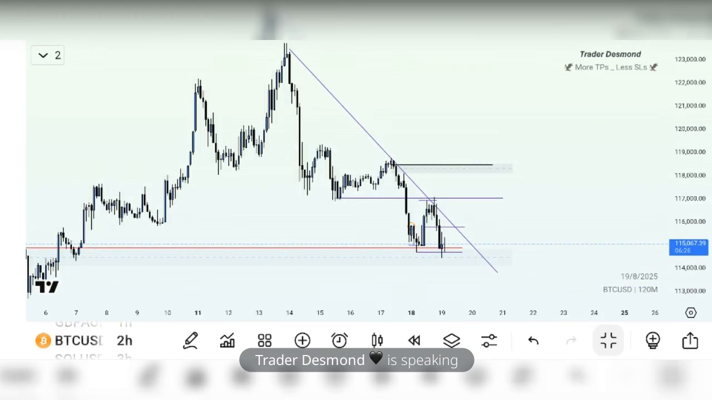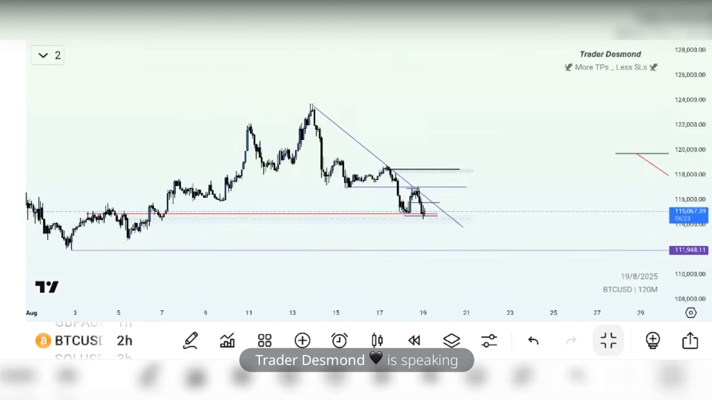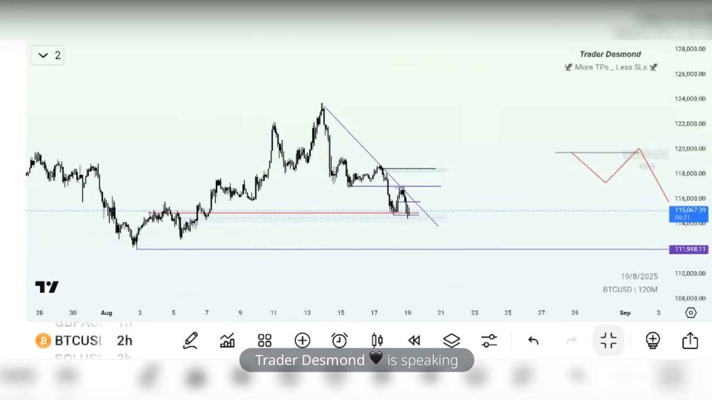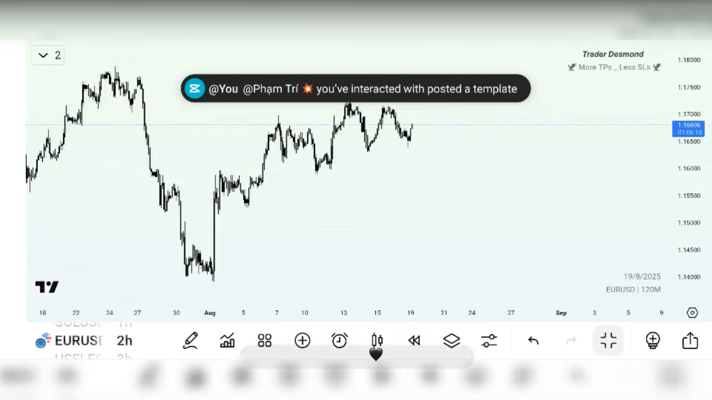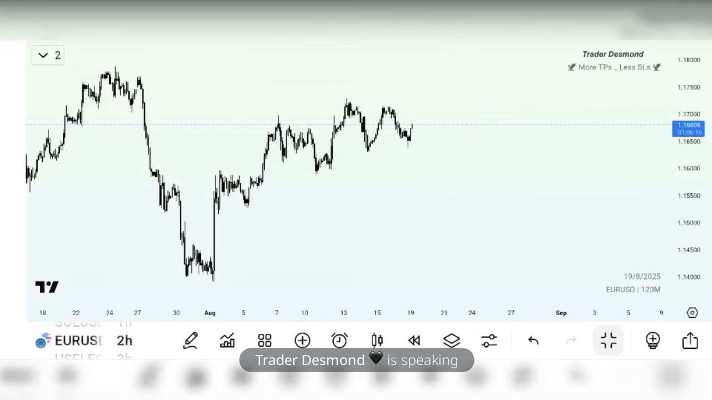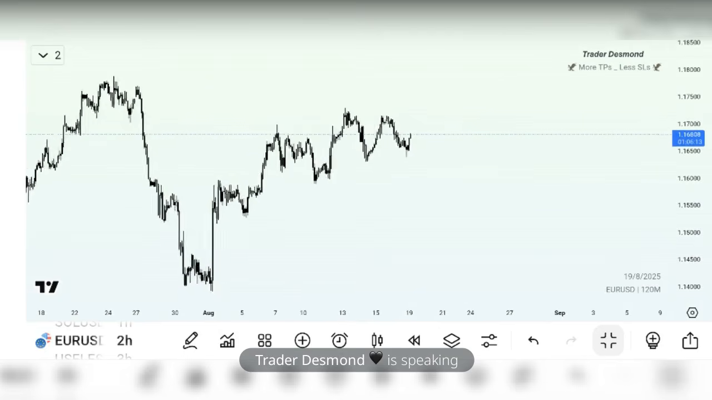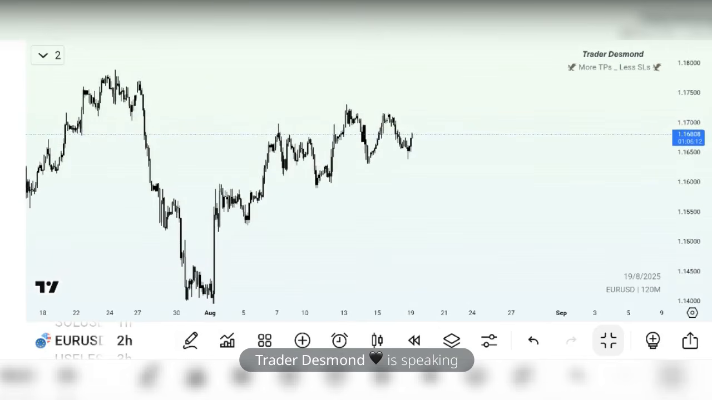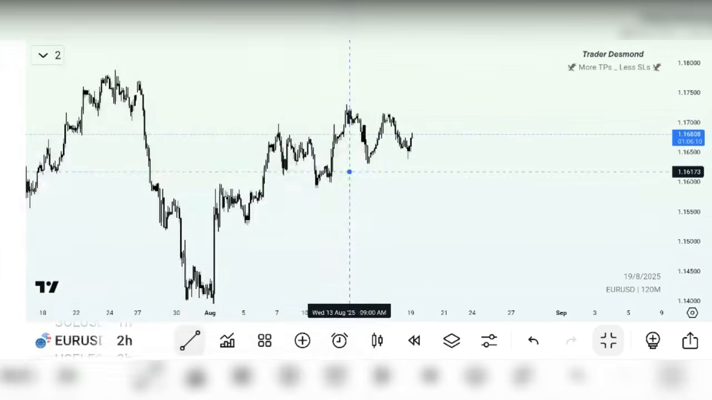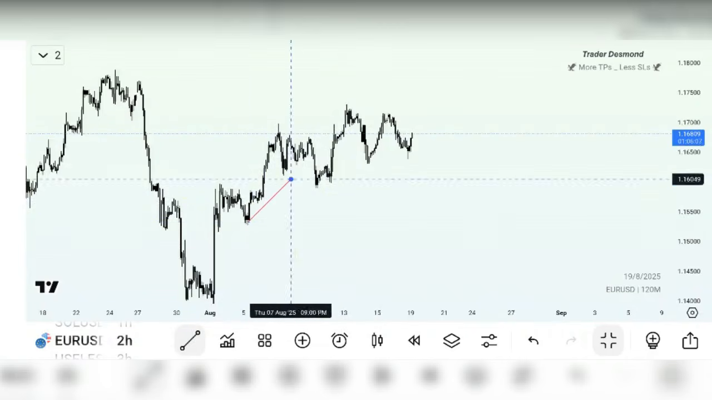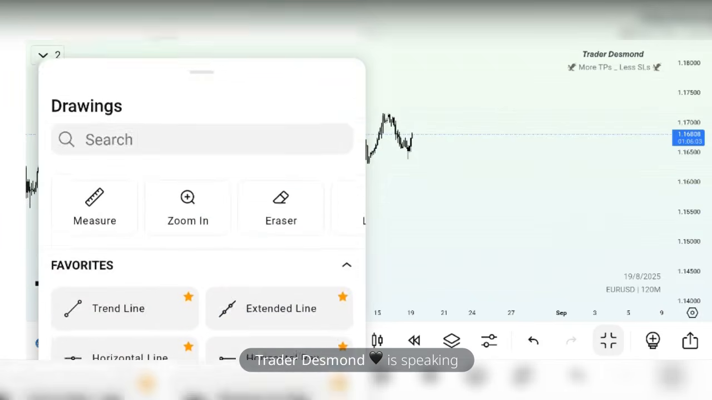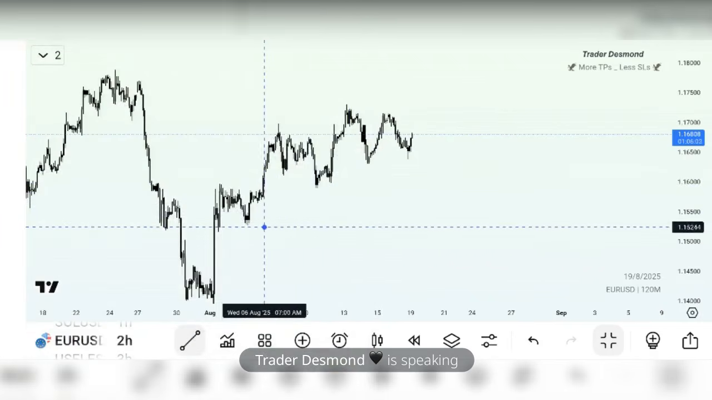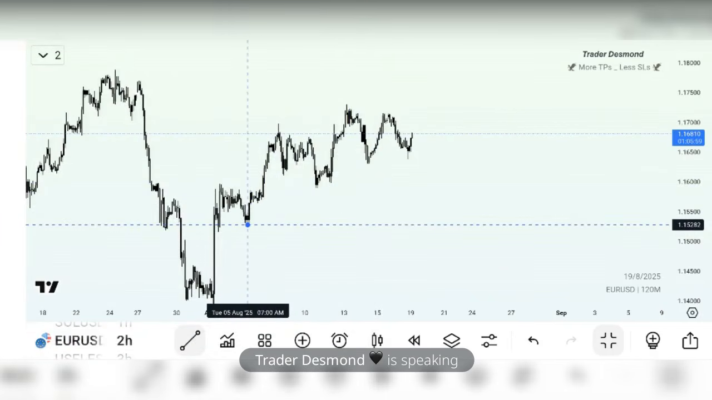Let's just leave. I'm a bit tired. Please, let's leave this Bitcoin stuff. Let's see EURUSD. This pair is not my kind of pair. I don't really do anything on this pair. Using trend line breakout and retest, because that is one thing I'm seeing very, very sharp here.